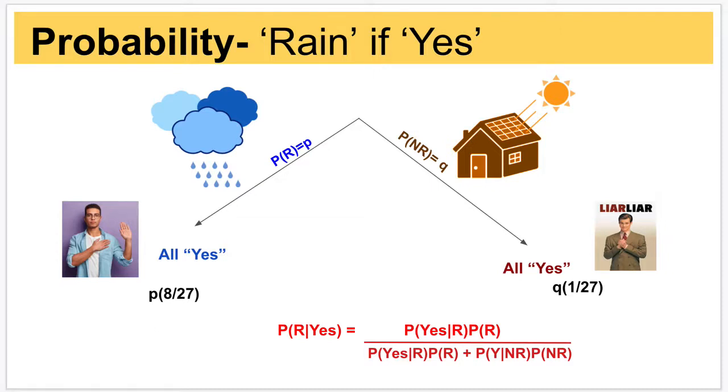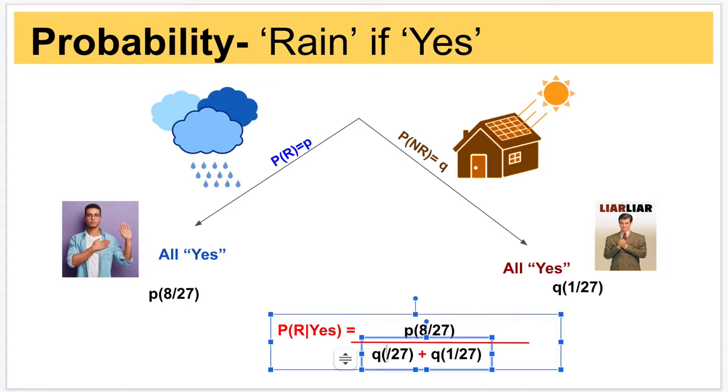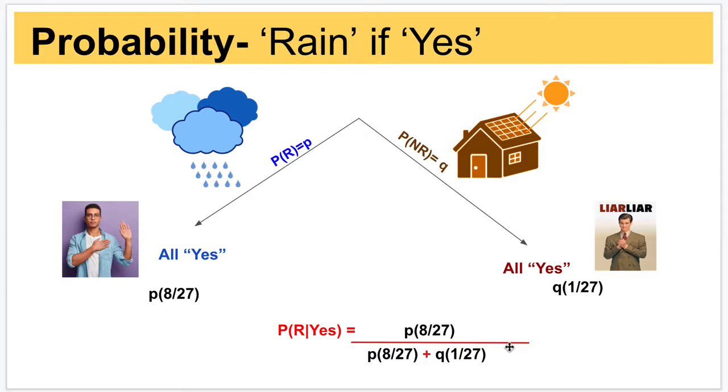So that equation would simplify to P, which is the probability of raining, times the probability of all yeses given that it's raining, divided by the probability of all yeses given that it is raining times P, plus the probability of all yeses given that it's not raining times Q. And that further simplifies to this. We change the Q to 1 minus P because Q is the complement of P in this case, and it's further simplified to this. And that is the equation. So the probability of raining given that they were all yeses is going to be 8 times the probability of raining divided by 7 times the probability of rain plus 1.